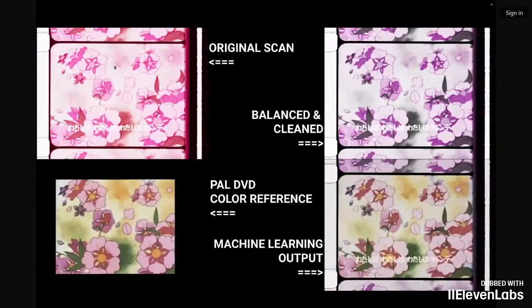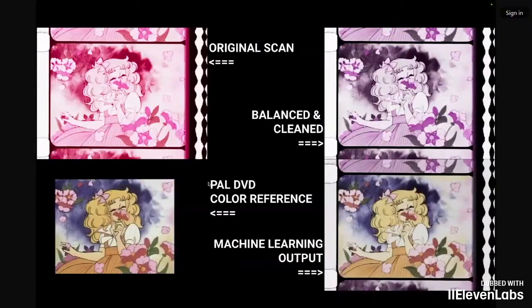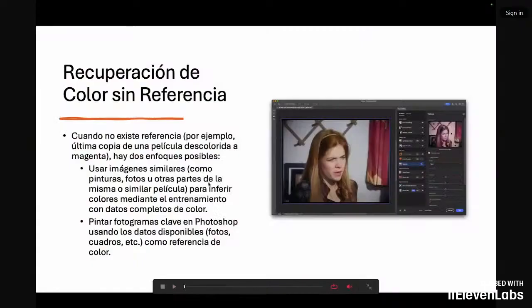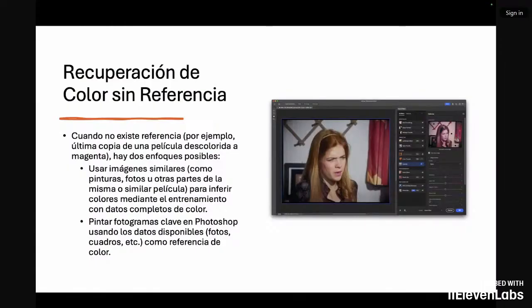So the idea behind this is, let's move on to the next example. What happens when there is no color reference? For instance, when it's the last copy of a faded or magenta film. This often happens in Latin America because we often kept the exhibition positive as a last resort, and the exhibition positive was already degraded. It was a distribution print, and the distribution print was already degraded. So there was no color reference.